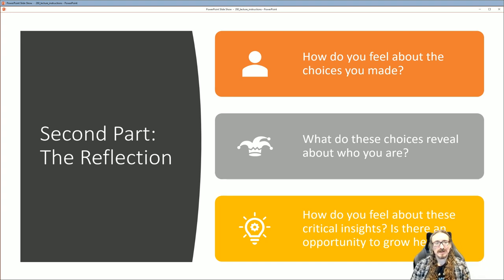And then this is followed. That's going to be the bulk of the paper. And then there will be at least a paragraph where you're reflecting on the experience. That just means you're thinking about, how do I feel about the choices I made? Do you feel good about it? Do you feel guilty about it? Do you have second thoughts about it? Do you feel confident that you made the right choice? Just how do you feel?